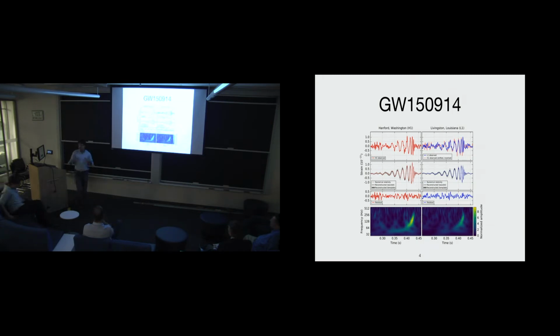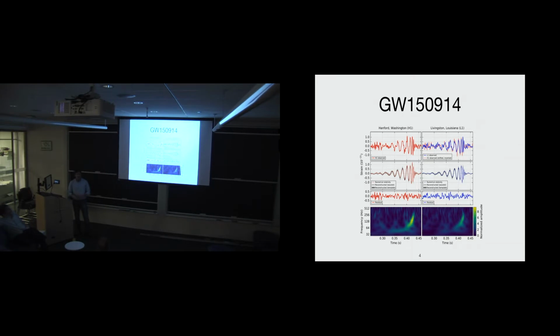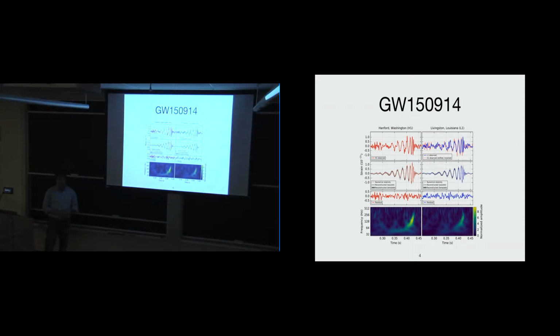But before I get to the cool stuff about LIGO, to motivate you to pay attention, this is the signal that started it all. We are a little bit past the anniversary. It was 3 years and a bit ago, September 14th, 2015. And it was the first ever detection of gravitational waves. This happens to be from a binary black hole merger. And we're going to work through this figure as a way of organizing a discussion about LIGO.